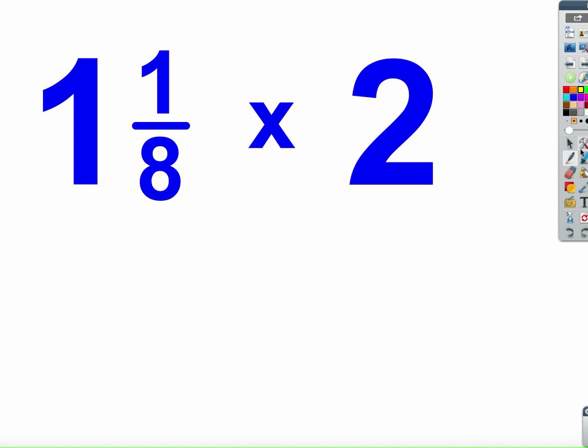Today we're going to learn how to multiply mixed numbers. Yesterday we learned how to change a mixed number into an improper fraction, because you know that the rule is you have to have a fraction times a fraction. Well, neither one of these is a fraction, so we have to change them both.